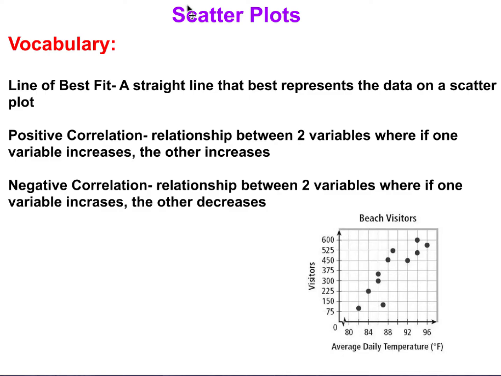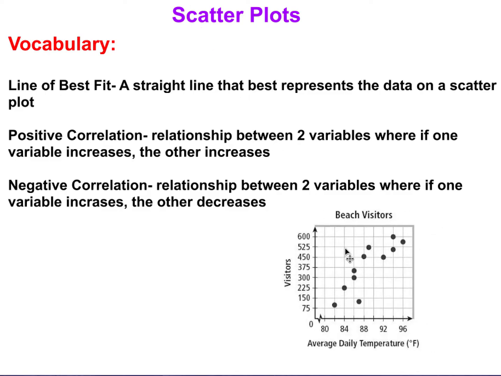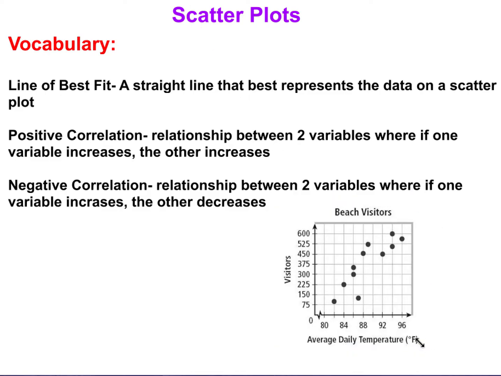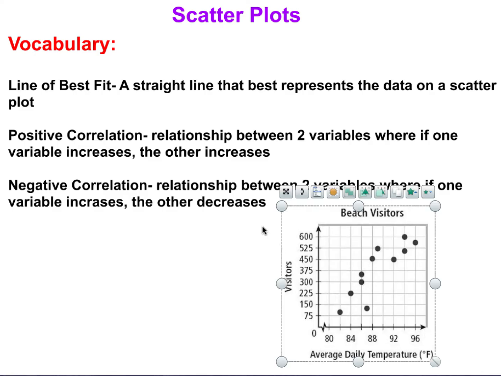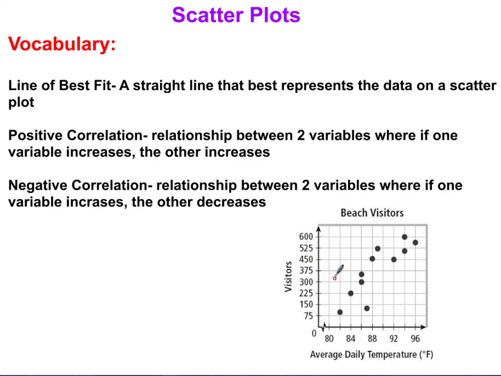Now, with scatter plots, here I have a scatter plot right here. It talks about beach visitors and average daily temperature. So if we look, we have our temperature ranges between 80 and 96, and our average beach visitors range from 75 to 600.